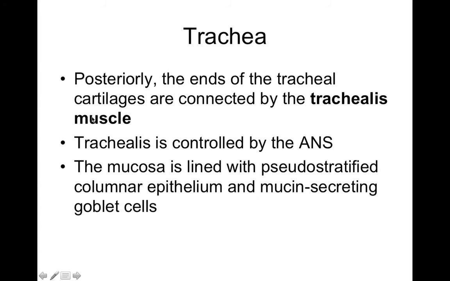the trachealis muscle you find in the back of the trachea, and it's controlled by the autonomic nervous system. So the sympathetic and parasympathetic nervous systems control the contracted state of this trachealis muscle, which also controls airflow.